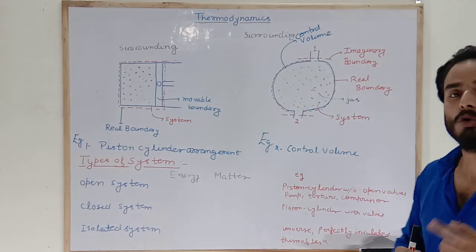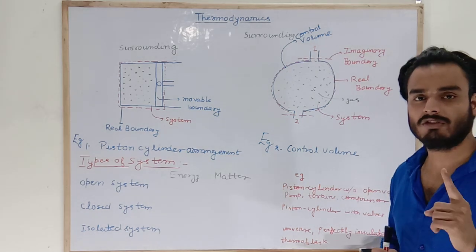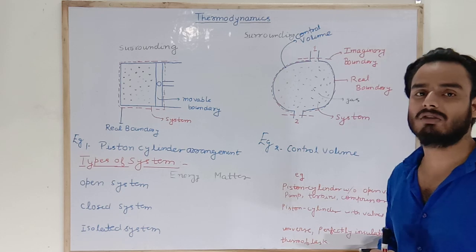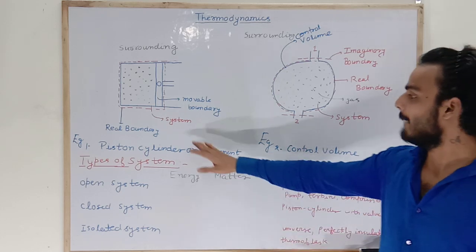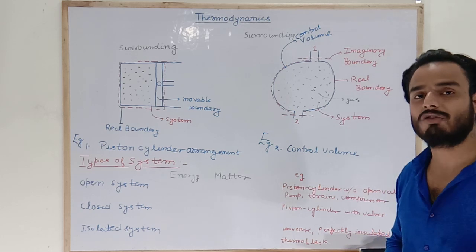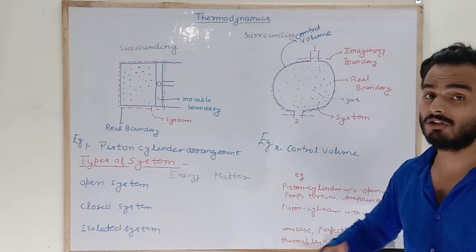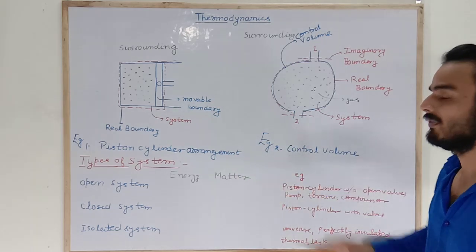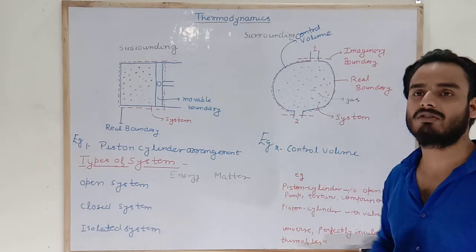Now two words are very important. First is system and second is surroundings. So what is system and what is surroundings? We have taken two examples. Through these examples you can identify in a question which one is your system and which one is your surroundings.